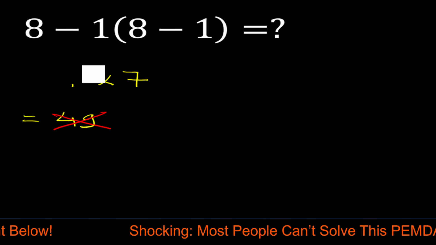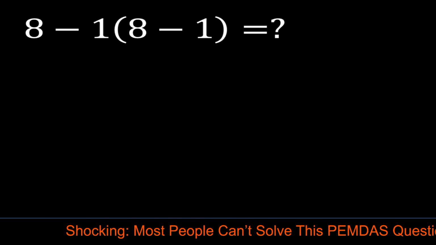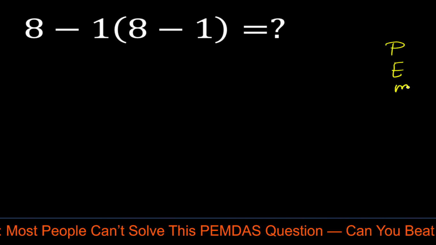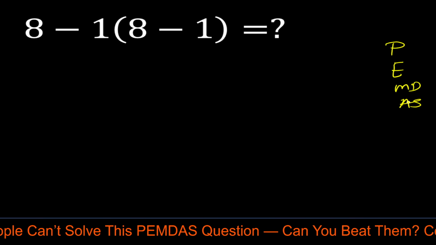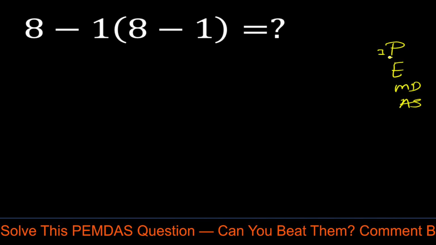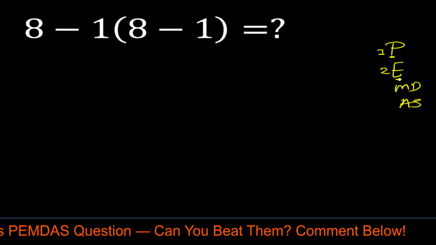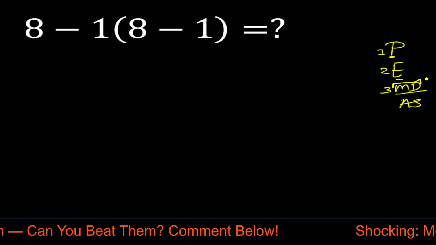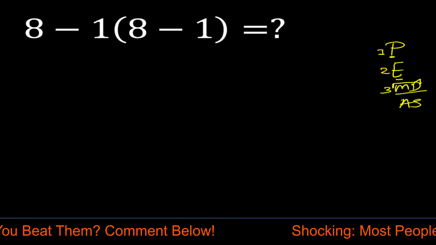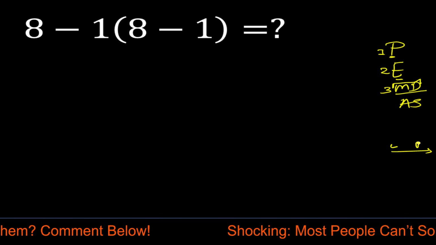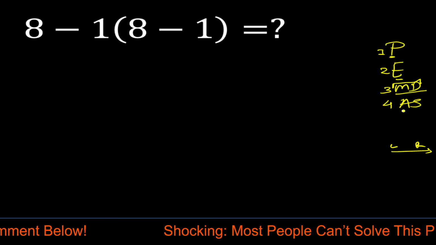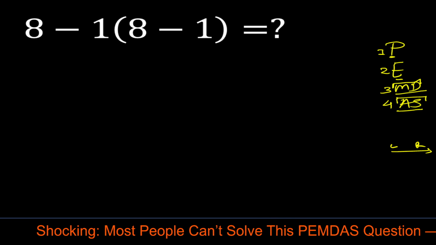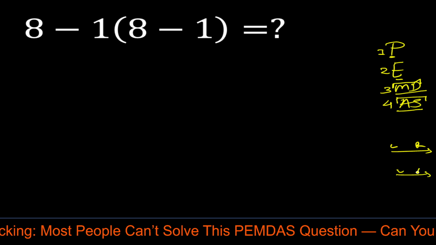So now let's solve this problem correctly by using the PEMDAS rule, right? So PEMDAS, P E M D A S. According to PEMDAS, first priority is parentheses, then second priority is exponents, then third priority is multiplication and division. Here multiplication and division both have equal priority, so we have to solve it from left to right. Then fourth and last priority is addition and subtraction. Also addition and subtraction both have equal priority, so we have to solve it from left to right.